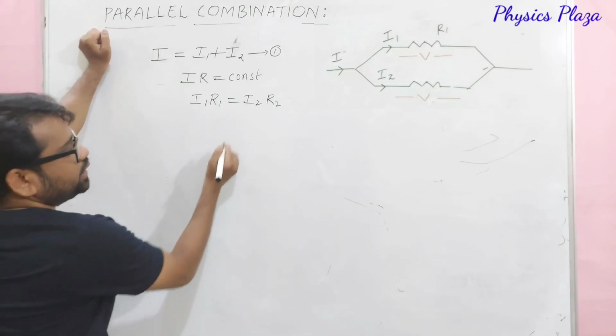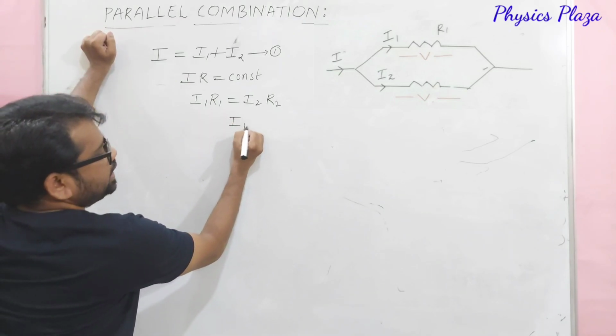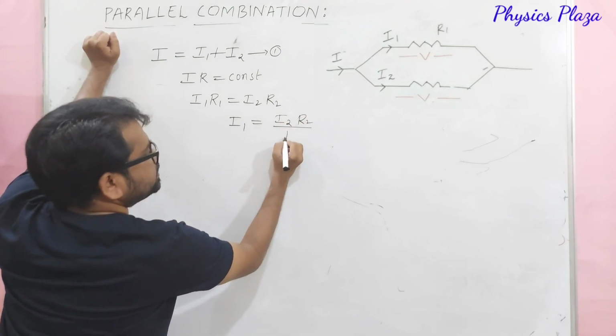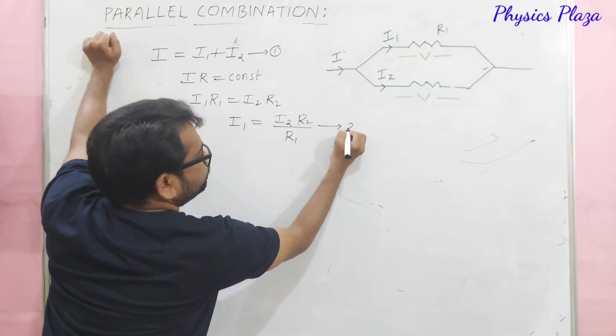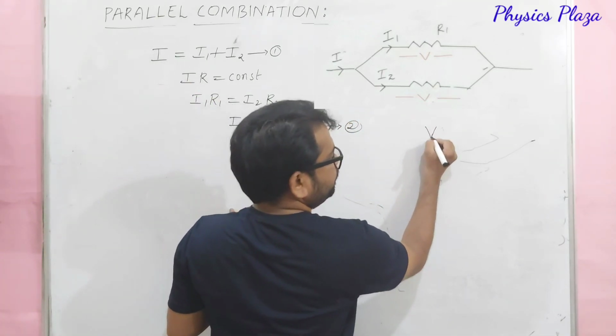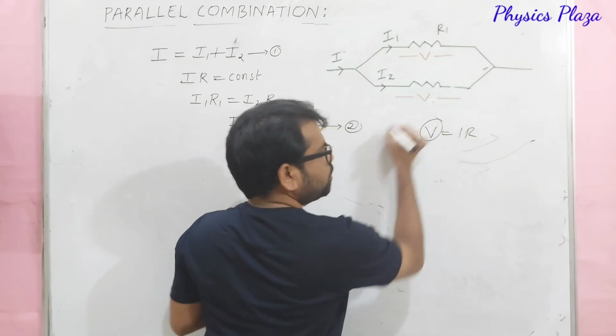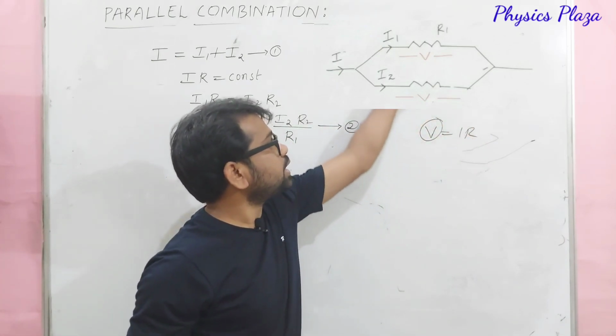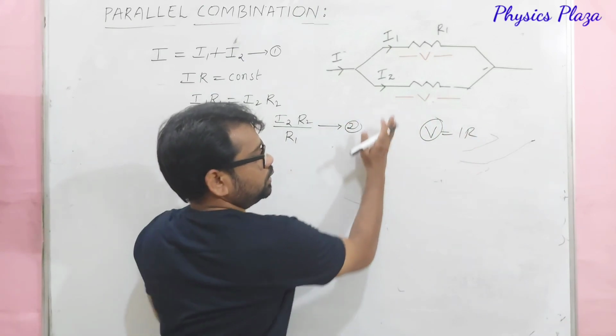So from this, can I write I1 is equal to I2 R2 by R1, dear children? It's very important. So how did we get IR is equal to constant? We know that V is equal to IR. V is constant, so IR is equal to constant. Then IR can be written for the first resistor as I1 into R1.